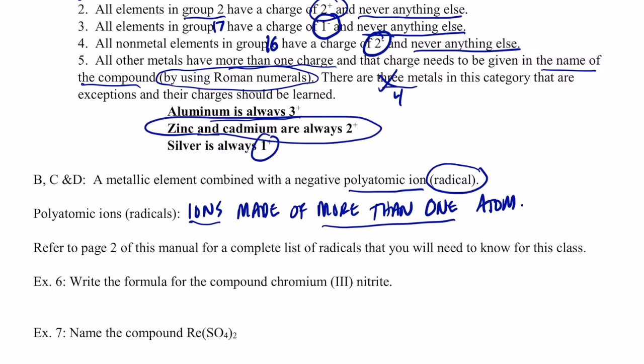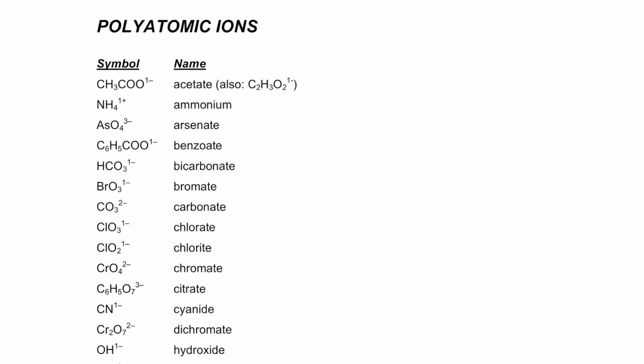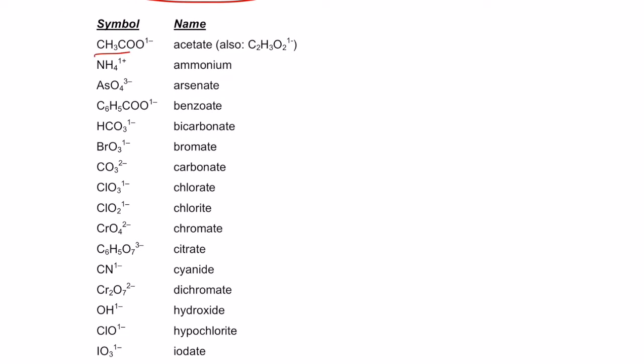Now, on the back of your periodic table on page 2 of your manual is a list of radicals that you will need to know for this class. Let me just show it to you quickly. If you go to the back of your periodic table, you'll see a list of polyatomic ions. I give you their formula, their charge, and of course their name.